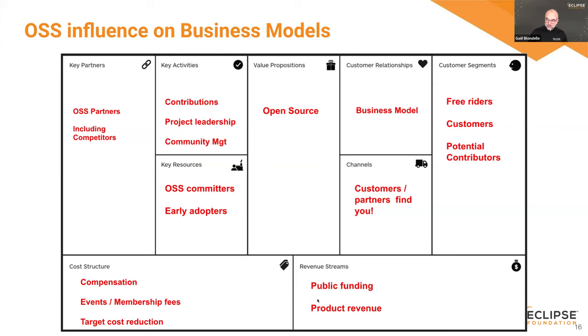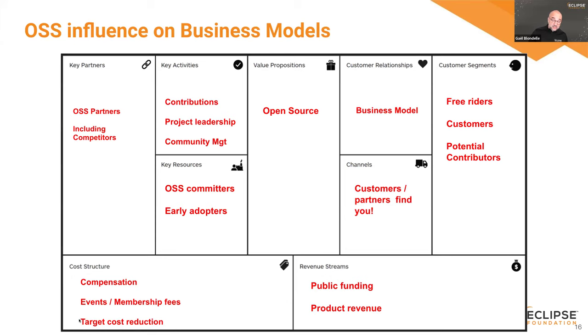In terms of revenue streams, I think it's interesting to see that you can get public funding to bootstrap your project. Maybe not, you cannot make a living and you should not try to make a living of public funding. But bootstrapping a project with public funding is certainly smart. And then defining a product that enables you to get product revenue. And in terms of cost structure, that's more or less related to the key activities you get here. It's the compensation of the developers, also participation in events or in open source foundations, for example, when you want to show leadership.